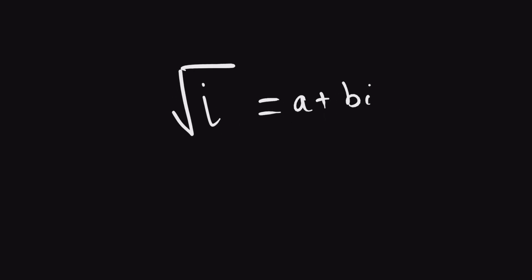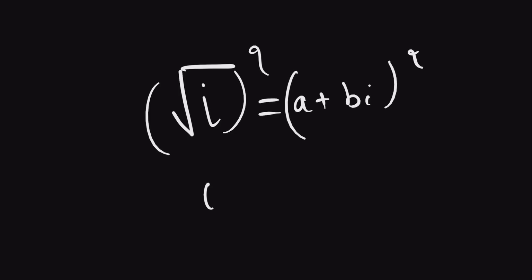The square root of i is a complex number, so just like any other complex number, it can be written in the form a plus bi, where a and b are real numbers. Now all we're going to do is some simple algebra. Let's start by squaring both sides. The square root of i squared is simply i.